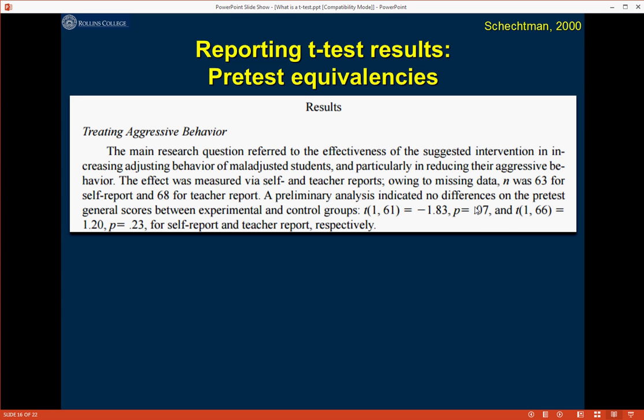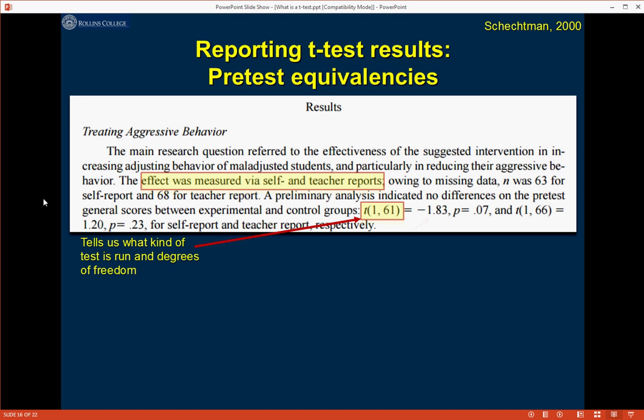So if we look at the design of how this was set up, you have a condition in which aggressive students are self-reporting their levels of aggression. There's a teacher report regarding the levels of aggression in those students. And then the students have been divided into a control group and an experimental group. They are providing us a pre-test score of their self-reported levels of aggression for the control group, and then a pre-test score for the experimental group.